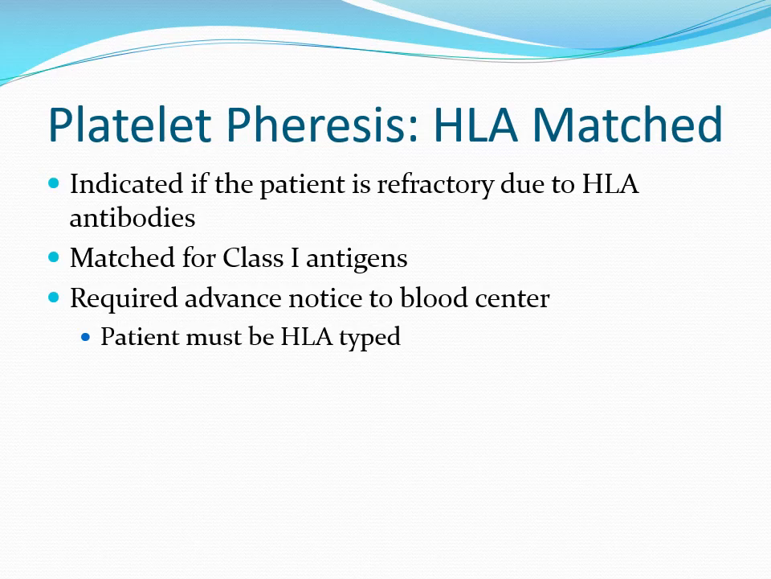So we can also do an apheresis platelet and do an HLA matched apheresis platelet. This is going to be indicated if the patient is refractory due to HLA antibodies. We're going to match them for class 1 antigens, and this requires advance notice to the blood center because we need to have our patient HLA typed. We recently started doing this for people that were refractory.